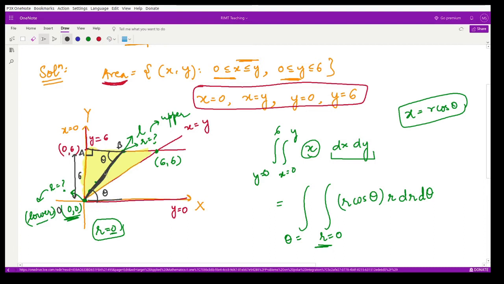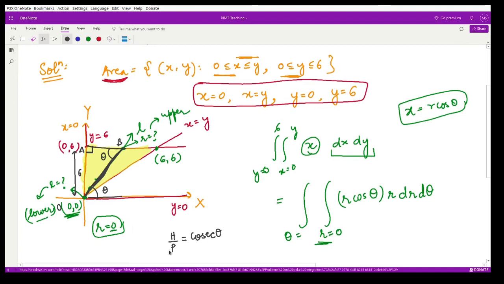So according to trigonometry, what would be the value of r here? We wanted the value of the hypotenuse, so hypotenuse upon perpendicular is equal to cosecant theta. From here you can obtain the hypotenuse, that is r, equal to 6 cosecant theta. So that is how you obtain this upper limit. This is all about the limits of r. These are the variable limits, they depend upon theta.